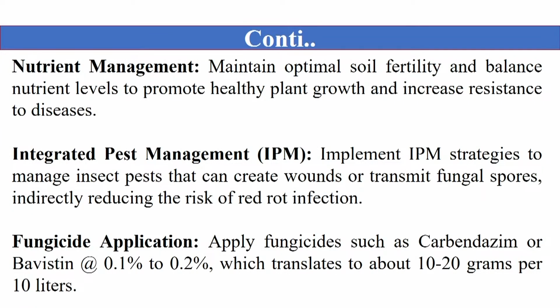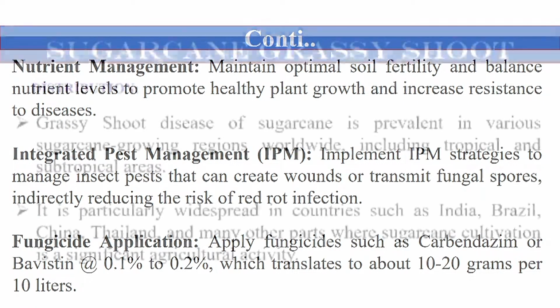Integrated pest management, or integrated disease management, you can say, is a strategy to manage the insect pests as well as the diseases in the field which are responsible for transmitting the fungal spores directly or indirectly, reducing the risk of red rot infection. You can use chemical fungicides as well, applying fungicides such as carbendazim or Bavistin at the rate of 0.1% to 0.2%, which favors managing the disease.